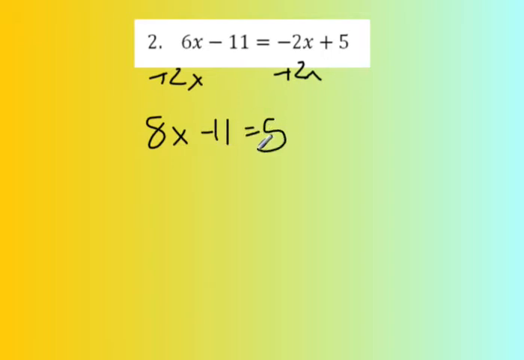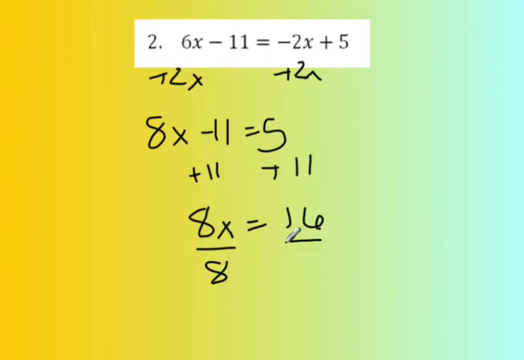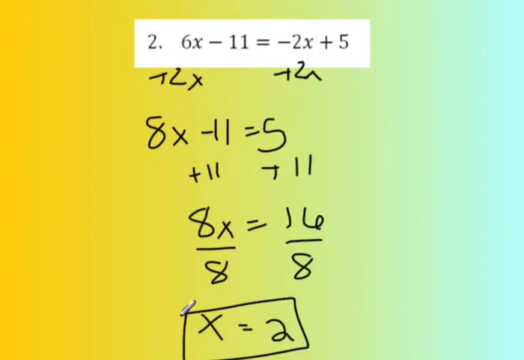So now I need to get that minus 11 over to the other side. So to do that, I'm going to add 11 to both sides. So then when I do that, 5 plus 11 is going to give me 16. Now that 8 is being multiplied by the x, so to get it over to the other side, I need to divide by 8. So then I get that 16 divided by 8 is equal to 2. So here my answer is x is equal to 2.